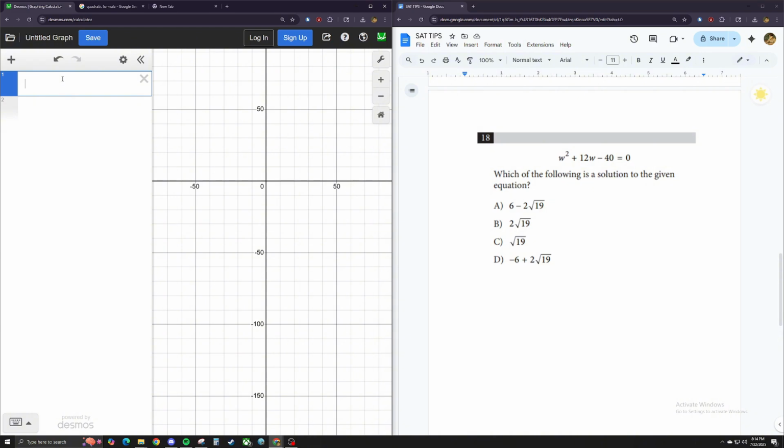You can just say W is equal to 6 minus 2 square root 19, what we thought the answer was, and then plug it into the equation that it gives you. W squared plus 12W minus 40, that doesn't equal 0. So you know you made a mistake somewhere. And if you go back and you redo the problem and you get negative 6 plus 2W, then you can say, okay, it's very, very, very close to 0.